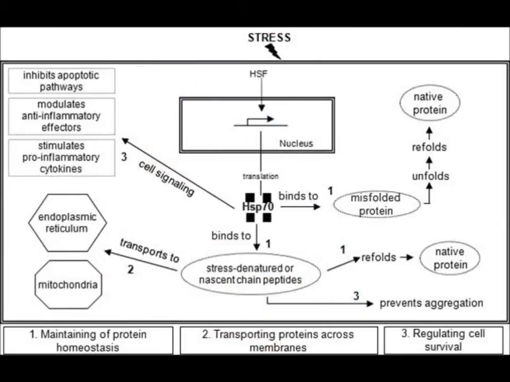In summary, besides maintaining protein homeostasis in stress conditions, heat shock proteins such as heat shock protein 70 play important roles in both stimulating and inhibiting pro-inflammatory cytokine production.